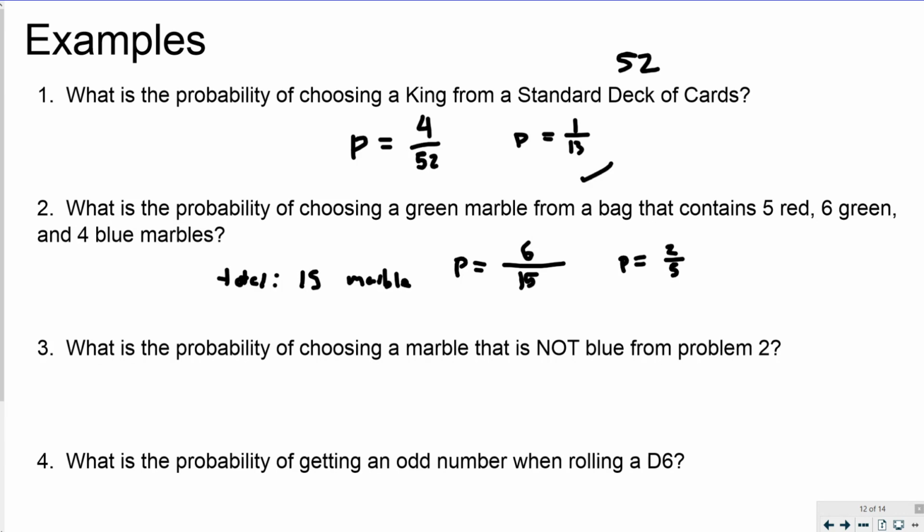So put a check. Ooh, that's an ugly looking check. I was just going to put a check mark for my completed answer. What is the probability of choosing a marble that is not blue from problem 2? If I go back and remember what was said earlier in this lesson, the probability of an event plus its complement has to equal 100%.